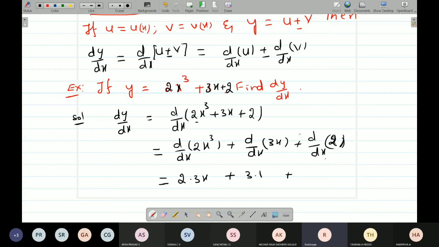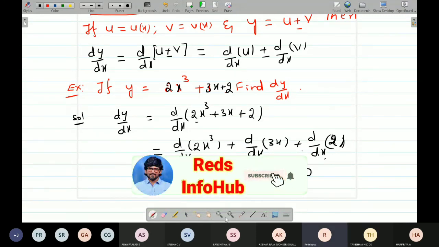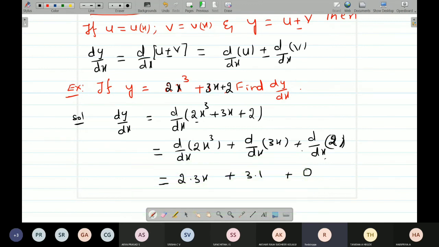When you are differentiating with respect to x, if there is no x in the given function, then that term will be taken as a constant. As it is a constant, the differentiation of that becomes 0. Now I hope you got the answer. Sorry, this is 3x square: 3 into x power 3 minus 1, that is 2, so 3x square. 3 into 2 is 6. So this is equal to 6x square plus 3. So dy by dx is equal to 6x square plus 3.